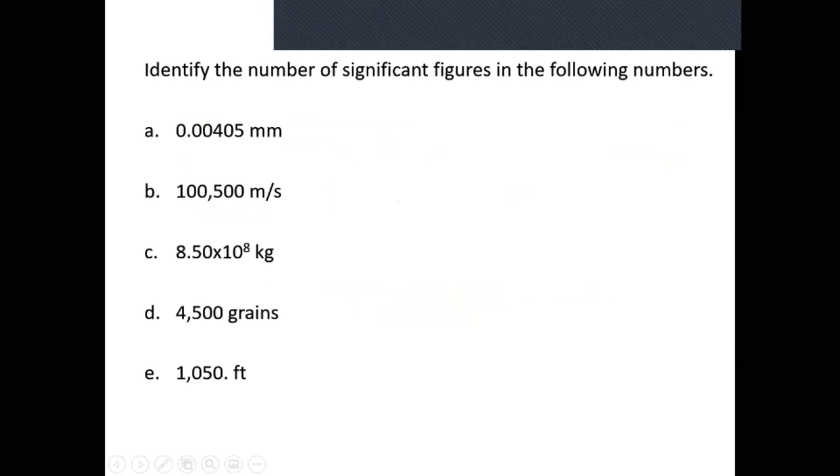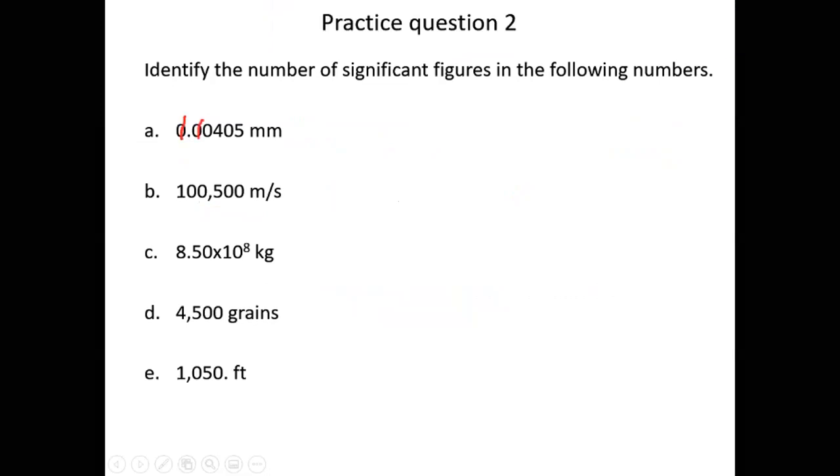So here we want to, in this series of numbers, determine the number of significant figures in the following numbers. The first number is a number less than 1, so these zeros are not significant because they're leading zeros. The 0 between the 4 and the 5 is a captive 0. It is significant. So this is 3 significant figures because its unit is millimeters.